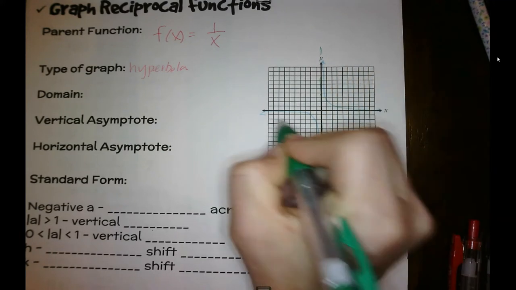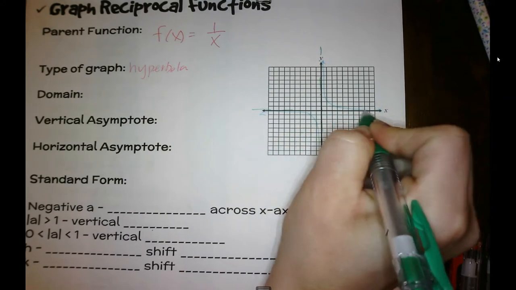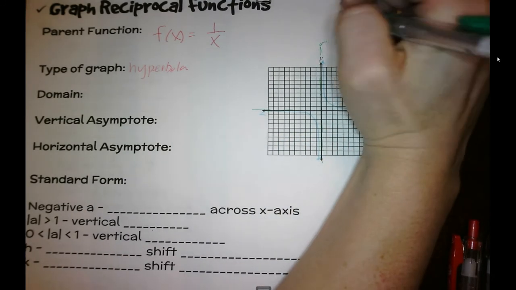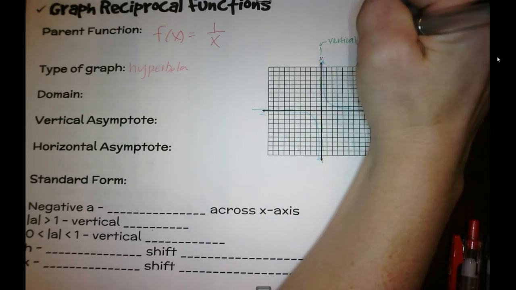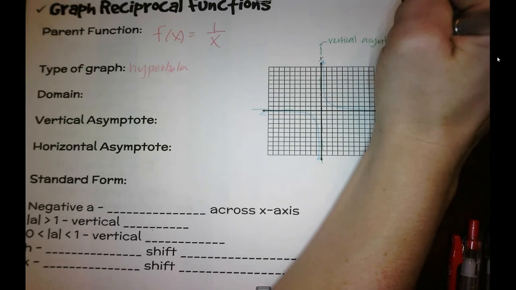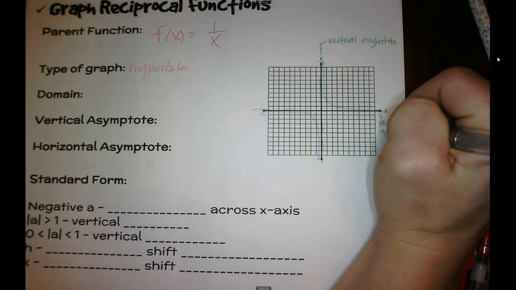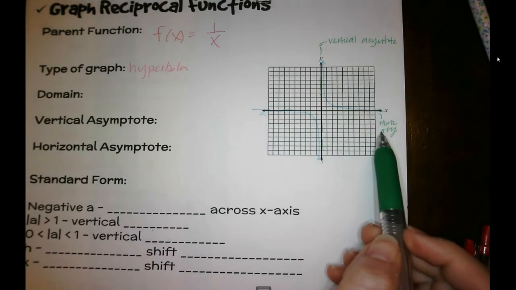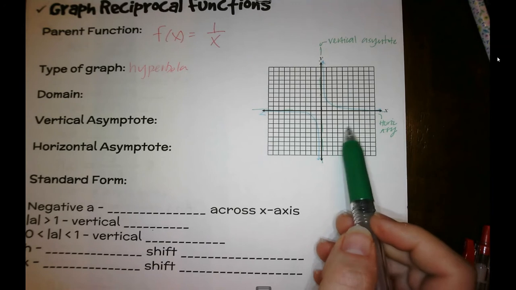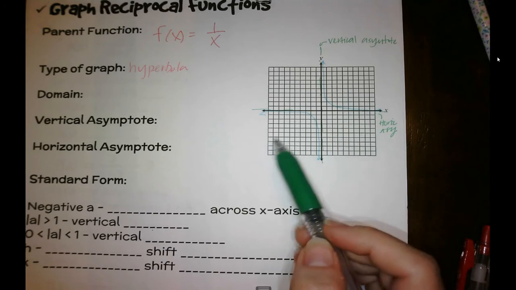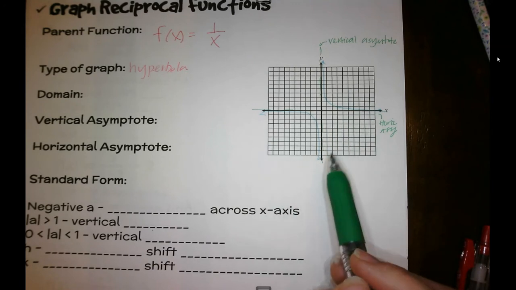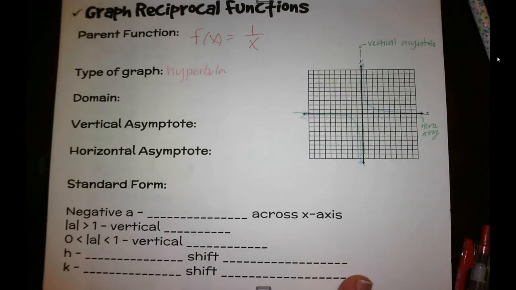An asymptote is just a line. So this is the vertical asymptote. Then this one is our horizontal. I'm not going to write that out. And an asymptote is just a line that a graph gets really close to but never actually touches.